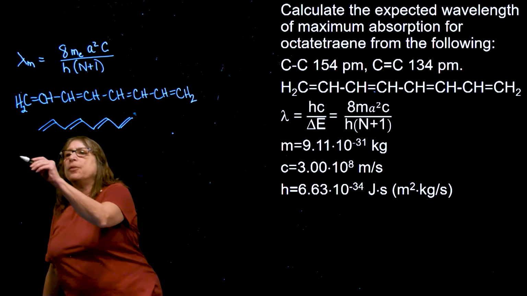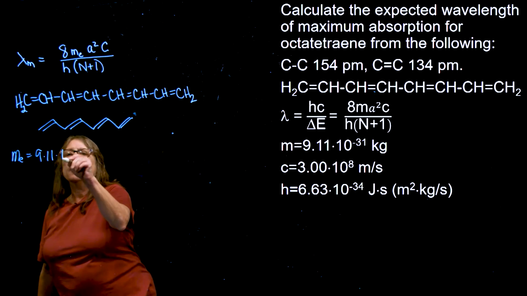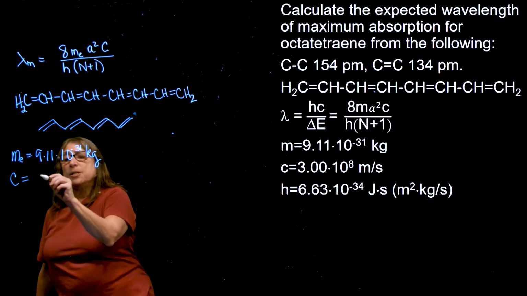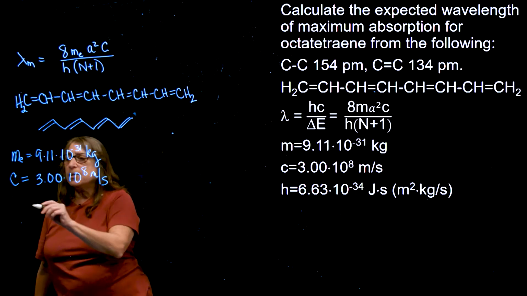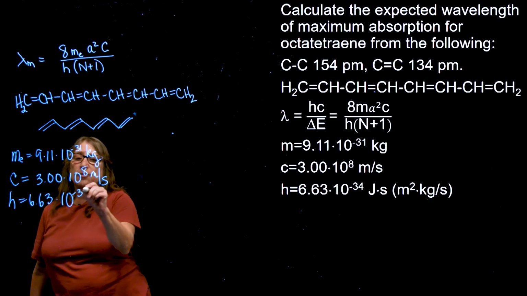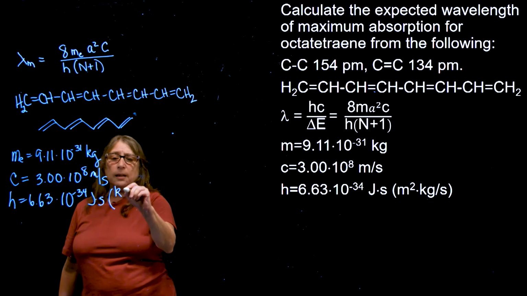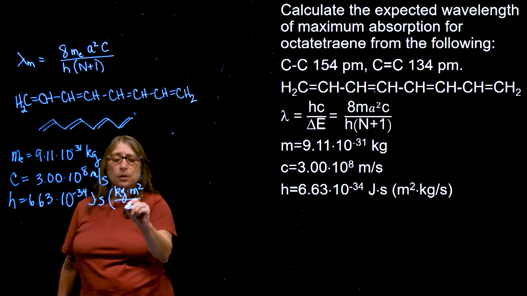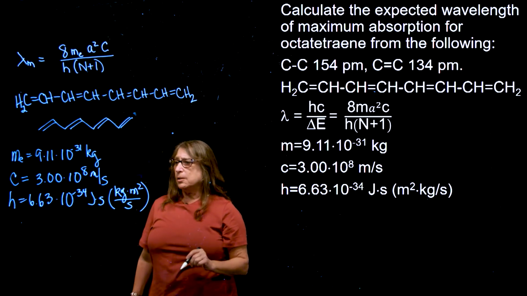We also are given some other information: the mass of an electron is 9.11 times 10 to the negative 31 kilograms. The speed of light, which is c, is 3.00 times 10 to the 8th meters per second. And Planck's constant is 6.63 times 10 to the negative 34 joules times seconds. And a joule is a kilogram meter squared per second squared. So multiplying by a second gives me seconds instead of seconds squared.